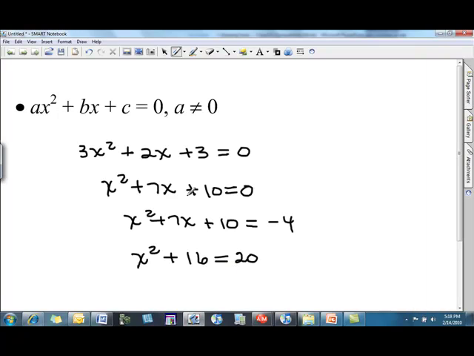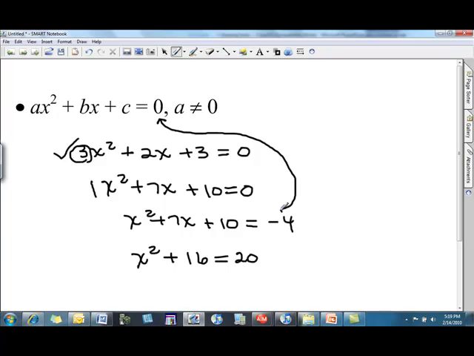Now, these are all examples of quadratic equations. Notice on the first one that 3 is a. It's written in this format, ax squared. This is a, x squared, plus bx, so b is 2, plus c, which is 3, equals 0. Same thing here. A is 1, b is 7, c is 10. You get to this one, though, and the problem is it's not in that format because in our format on the right-hand side, there's a 0.